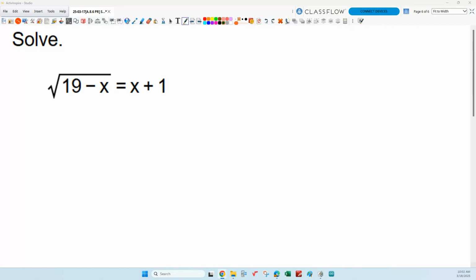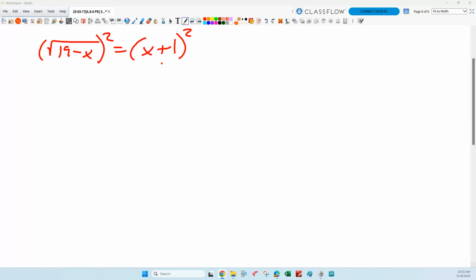So what'd you do next? All right. Squared both sides. Yep. Okay, let's see. When you squared the left side, that just undid the square root, and we got 19 minus x. What'd you get when you squared out x plus 1 quantity squared? You get x squared plus 2x plus 1.